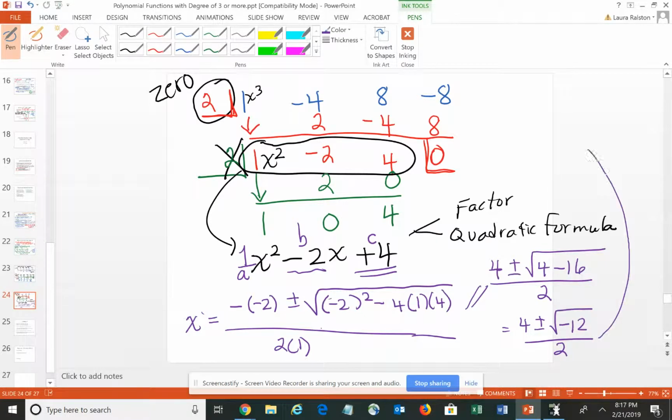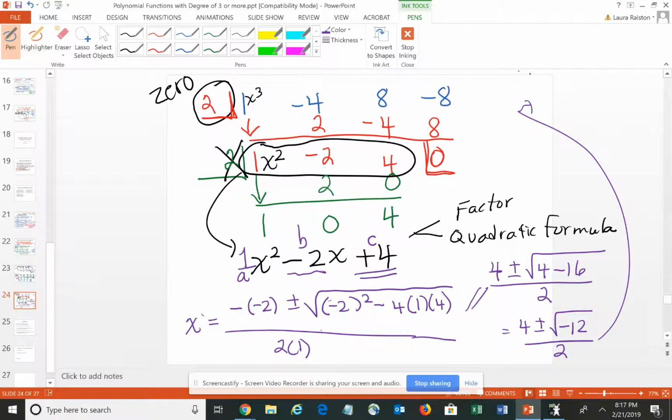Okay, I'm going to go up here to the top so that gives me 4 plus or minus, I'm going to get 2i square root 3, all divided by 2. And one more thing, I can factor out this 2 in the top and then divide it out. Ultimately, I have 2 plus or minus i square root of 3.